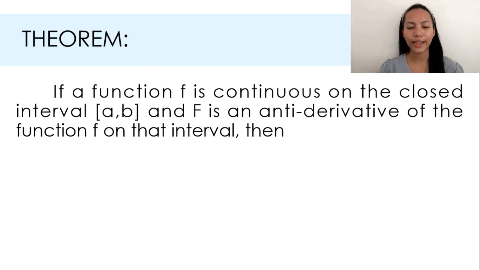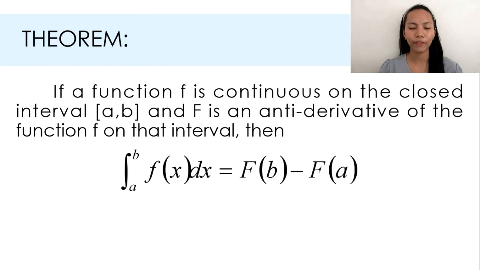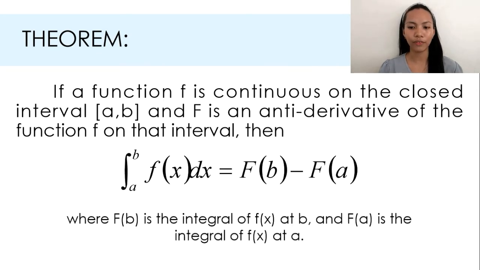So, ito na yung formula ng ating definite integration. Integral of f of x with respect to x from limits a to b is equal to the antiderivative of the function f of x at b, which is the upper limit, minus the antiderivative of the function f at a, which is the lower limit. Ito na siya. Where F of b is the integral of f of x at b, and F of a is the integral of f of x at a.